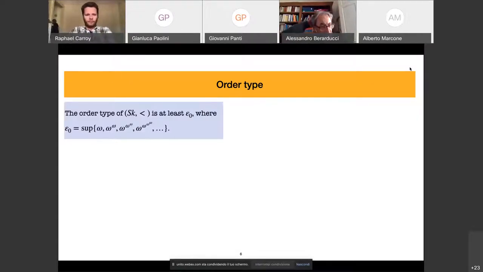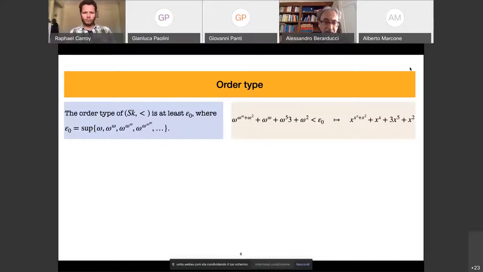So one can observe that the order type is at least epsilon zero. This was already observed by Skolem, and this is why he conjectured that it was indeed epsilon zero. It's at least epsilon zero, which is, of course, the least fixed point of the map sending the ordinal x to omega to the x. So it's the sup of omega, omega to the omega, and so on. Notice that we are speaking about omega to the omega in the sense of ordinal exponentiation, not cardinal exponentiation. So all these are countable ordinals.